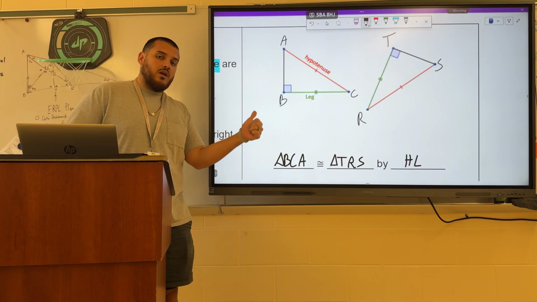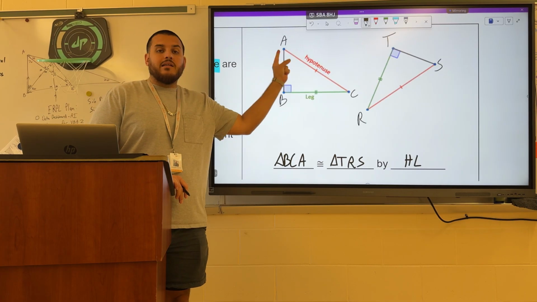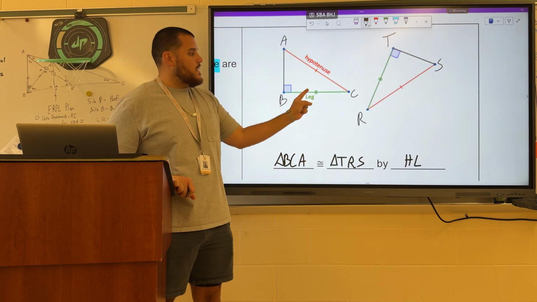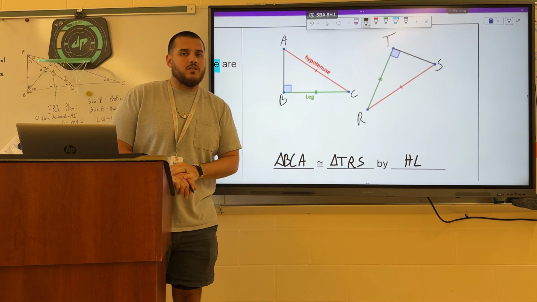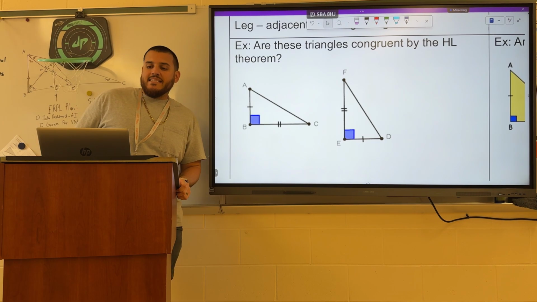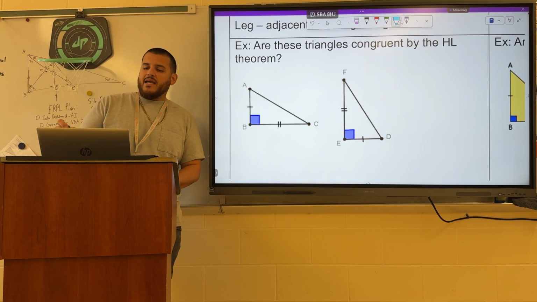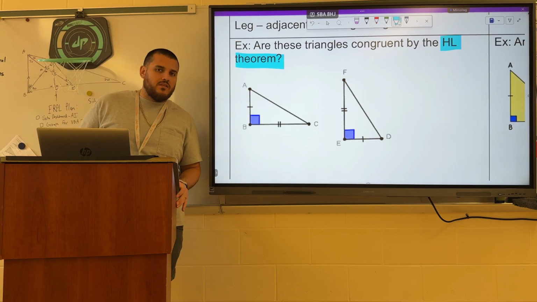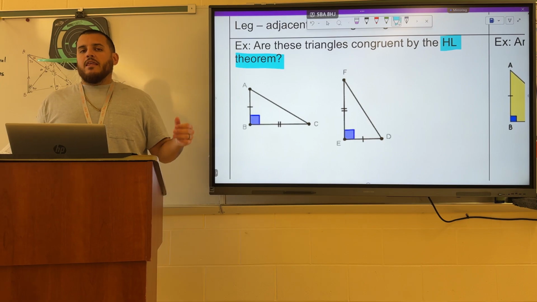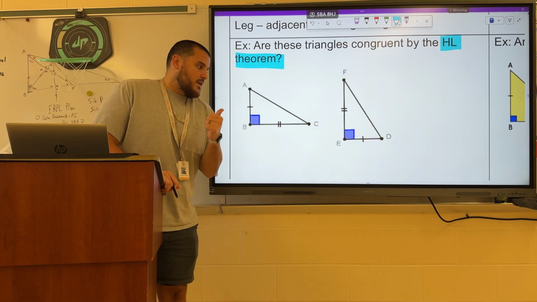Again, you need right triangles. You need that longest side that's across from the right angle to be congruent on your right triangles, and then you need one more pair of sides congruent to each other for the hypotenuse leg theorem. In this example, we're specifically being asked about the hypotenuse leg theorem. Can we prove that theorem with these figures? The first bit of criteria is here for us.